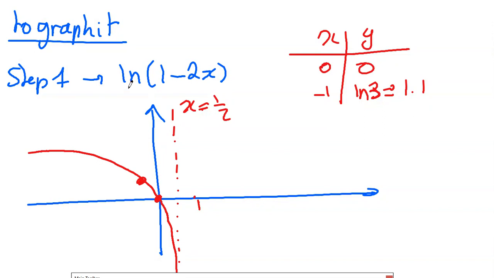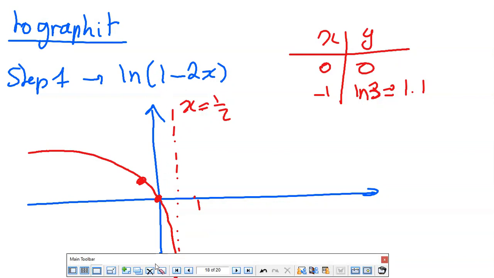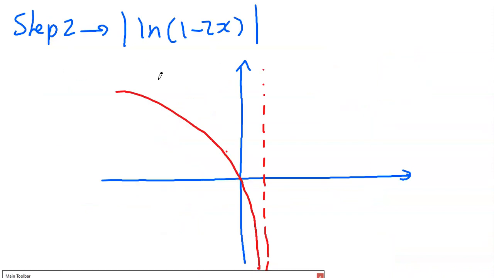I'm not done yet. I need now to do step 2, the absolute value. And also we know from chapter 2, when I say the absolute value of a function, it means all the y should be positive. So the negative y are not there. They don't exist. I should do the symmetry of the part where y is negative, with respect to the x-axis. So if I want to graph the absolute value of ln of 1 minus 2x, all we need to do is the reflection of the negative y with respect to the x-axis. And I need to erase this part. So now this is the graph of the absolute value of ln of 1 minus 2x.